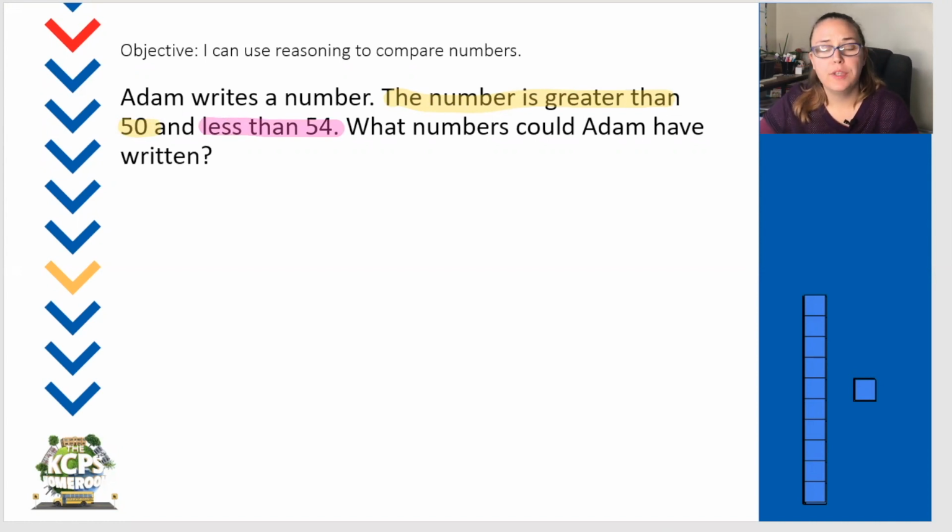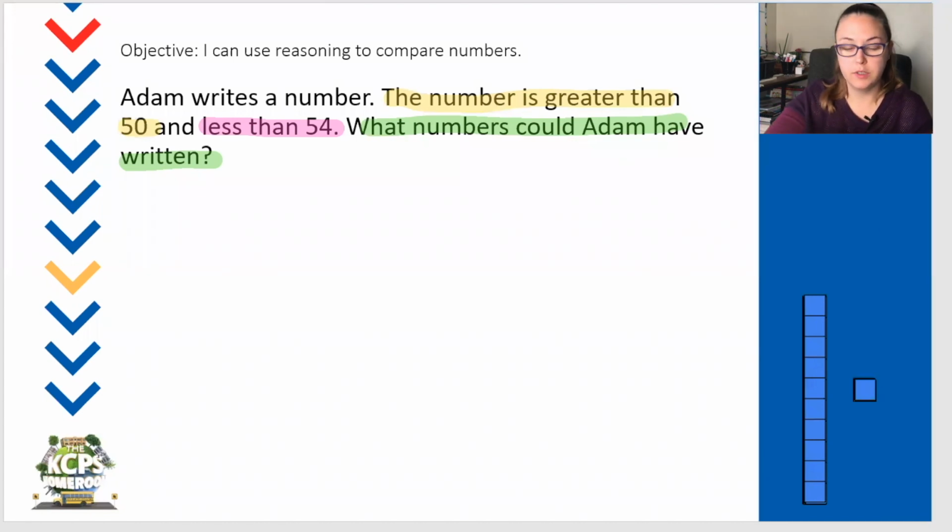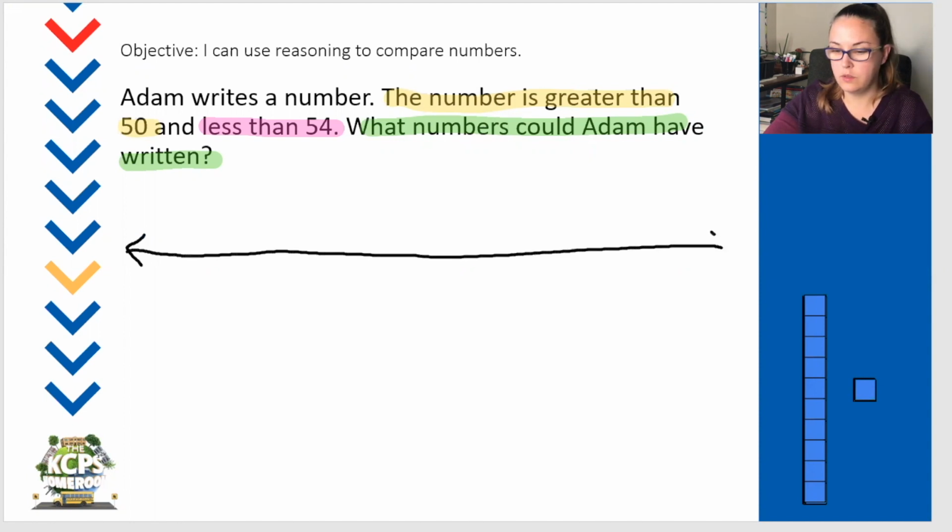So we could do a couple things here in order to compare these quantities. I think this time we should use a number line. And we're going to use a number line because this question is asking for all of the possible answers we could get. What numbers could Adam have written? That means we need all of the possible numbers that he could have written. So on the screen here, I'm going to draw another number line. So here's a not straight number line.